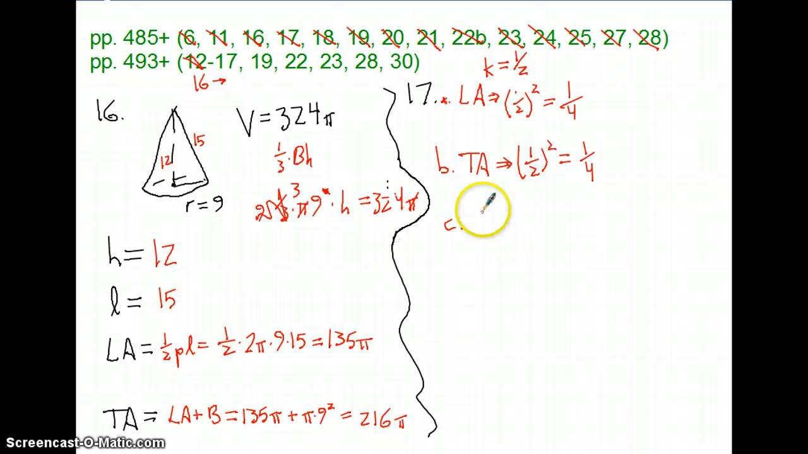I want the ratio of volumes. The ratio of volumes is going to be k, guess what, cubed. So that's 1/8. All right.